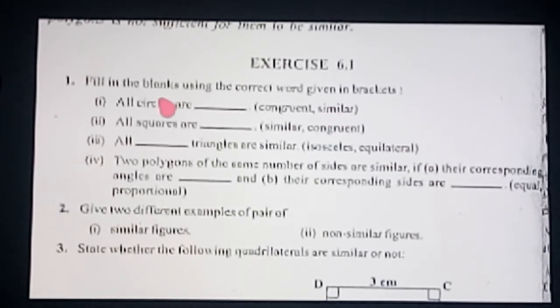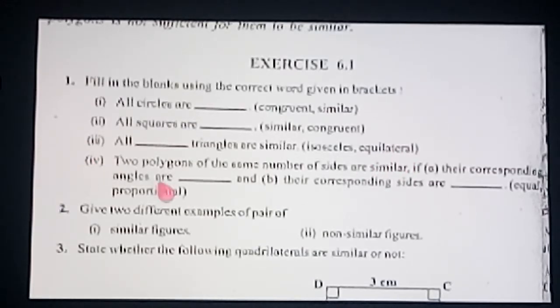All the circles means any measurement can be. So circles with the same radius, we will write congruent. Therefore, all circles are similar. Second question, all squares are similar. Then all dash triangles are similar. Which triangles are similar? All equilateral triangles are similar.